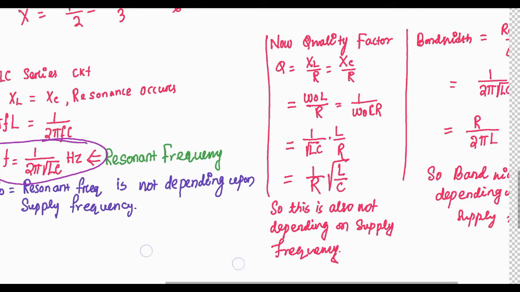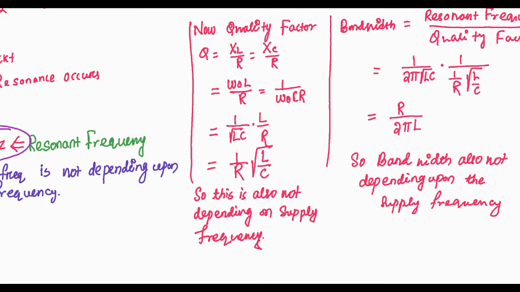Next thing is the quality factor. Quality factor Q is given by XL by R or XC by R, because XL is equal to XC at resonance. So it will be omega 0 L by R, which is equal to 1 by omega 0 C R, and this can be converted to 1 by root over LC into L by R, which is finally 1 by R into root over of L by C. It is also not depending upon the supply frequency. There is no term of supply frequency.